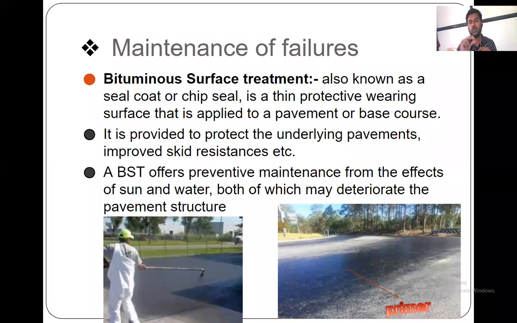So why is this seal coat applied? It is applied for maintenance purposes, or also to increase the life period. It will also reduce the formation of cracks on the surface. It is provided to protect the underlying pavement and improve the skid resistance of the surface course. A BST offers preventive maintenance from the effect of the sun and water.